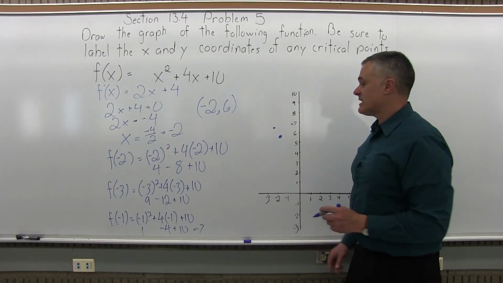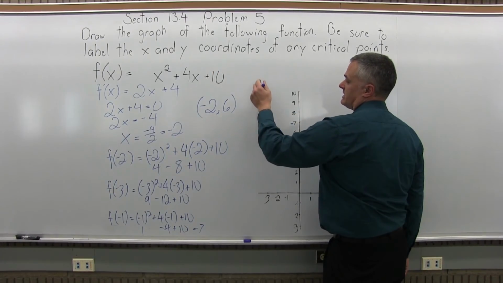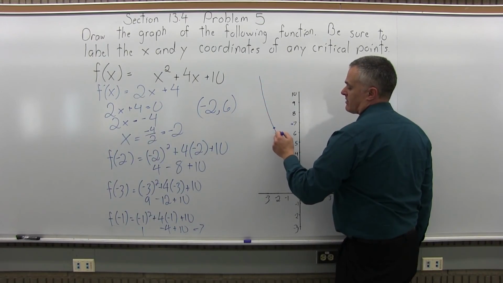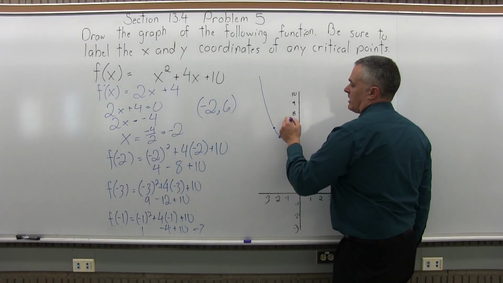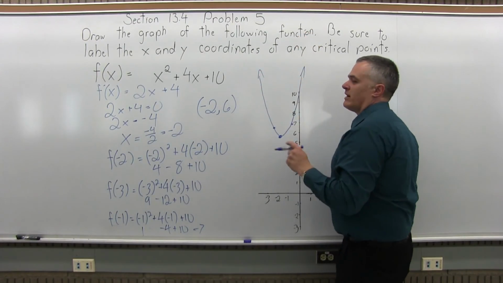And now the last step is to connect the dots. So the graph of the function x squared plus 4x plus 10 is going to come down, down, down, down, flatten out at my critical point, come around, then go up, up, up, up. And it'll go up forever on either end.